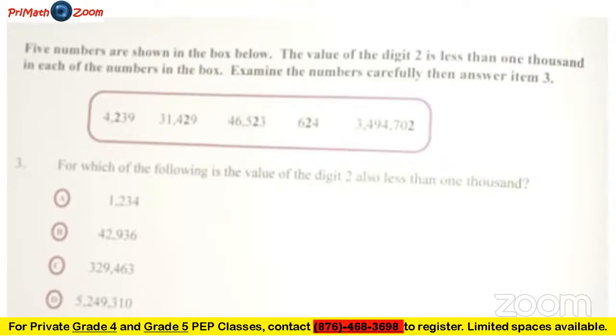So we are going to be looking for the number that has the digit 2 in the hundreds place, the tens place, or the ones place. And A has the digit 2 in the hundreds place, B has it in thousands place, C has it in 10,000s, and D has the 100,000. And so the correct answer for this would be 1,234, because 2 is in the hundreds place, which is less than 1,000.